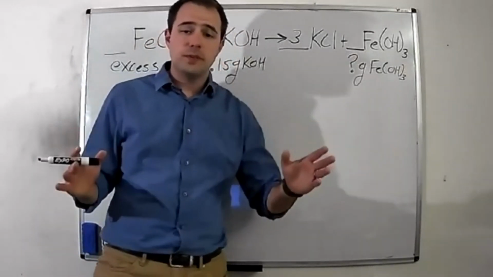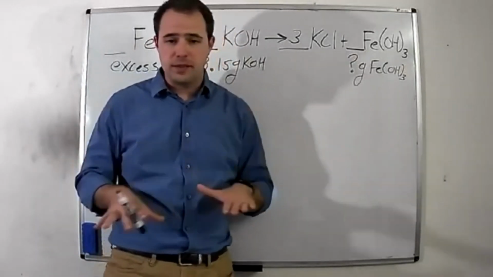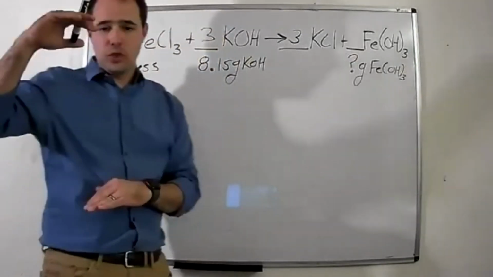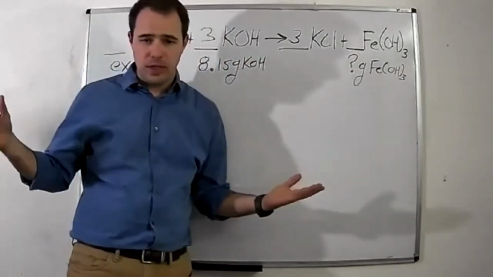I want you to make as much of it as we can. We need to ship it out to the client ASAP. So you go to the back and you realize we got a whole crap ton of iron 3 chloride, just a big old jug of it, right? So we're just going to dump that in there. It's going to be an excess.